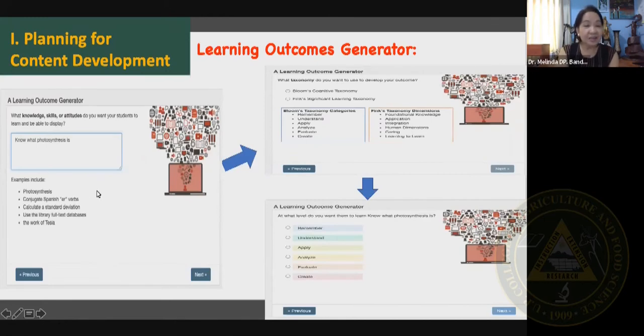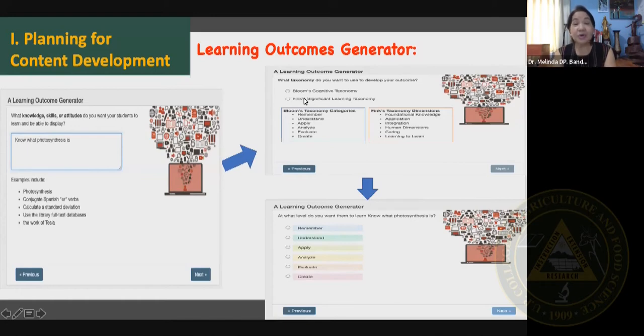and this is where you will be taken now. So like for instance, in my case, earlier I said we always use the word know, understand. So what I did was put that verb there. Know what photosynthesis is. Kasi yun yung gusto kong maging learning outcome nila. Gusto ko malaman nila kung ano ang photosynthesis. So if you will note, know what photosynthesis is, that is my objective as a teacher. Gusto ko maintindihan nila, know what photosynthesis is. So, nilagay ko siya dyan, and then when I click next, ito yung lumabas.